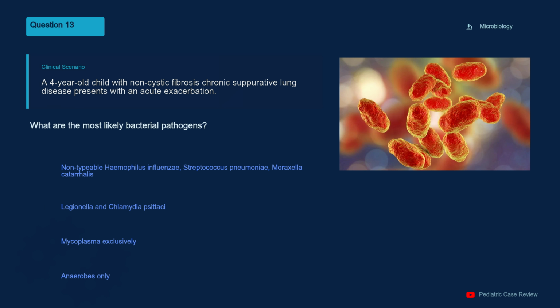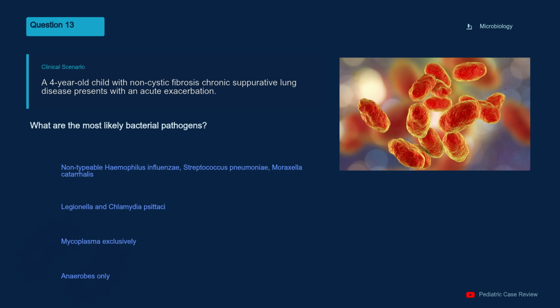Question 13. A 4-year-old child with non-cystic fibrosis chronic suppurative lung disease presents with an acute exacerbation requiring antibiotic therapy. What are the most likely bacterial pathogens causing this exacerbation? Option A, non-typable Haemophilus influenzae, Streptococcus pneumoniae, Moraxella catarrhalis. Option B, Legionella and Chlamydia psittaci. Option C, Mycoplasma exclusively. Option D, anaerobes only.